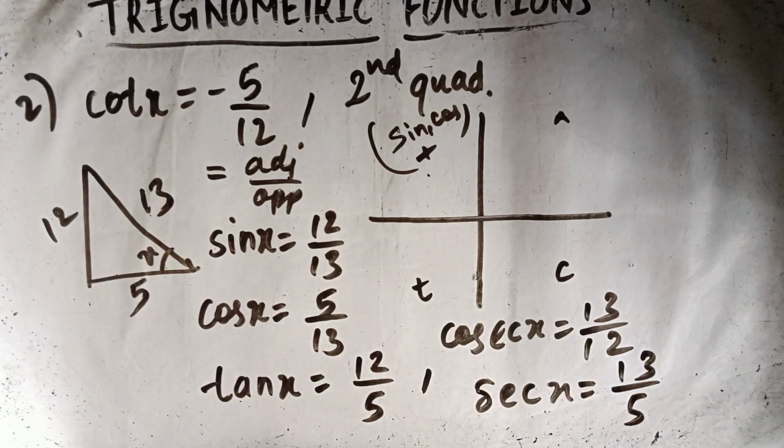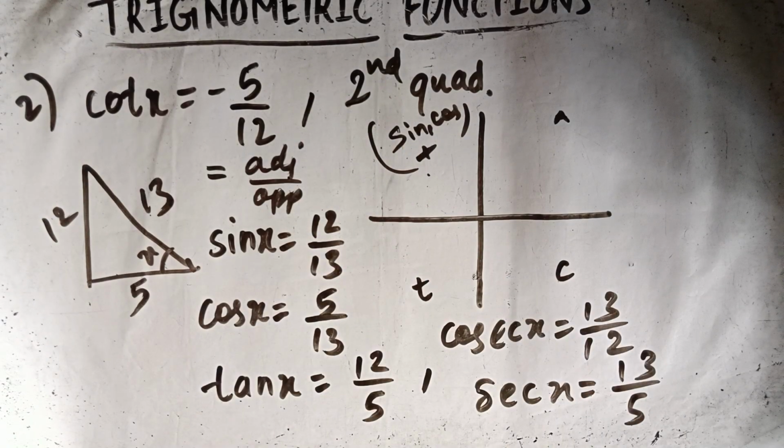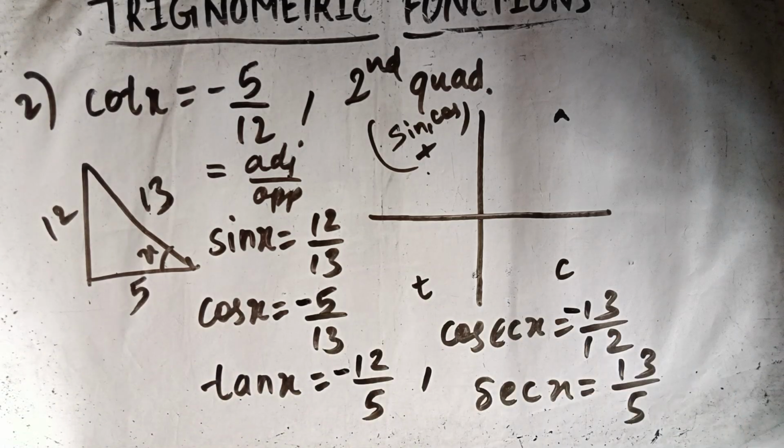Now you have to put the signs. Only sine and cosec are positive, the rest all are negative. So this is negative, this is negative, this is also negative. And your cot of x is also negative. Okay. For this, you can use the formula 1 plus cot square x equal to cosec square x. From that also you can find. But I think this is easier.